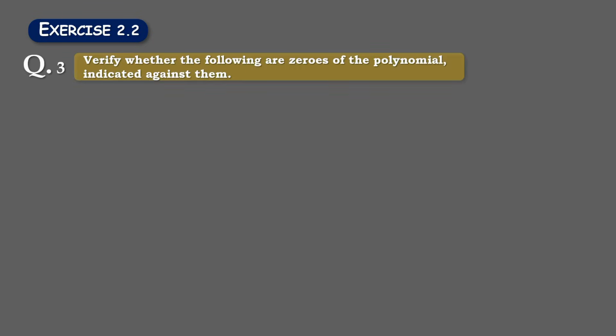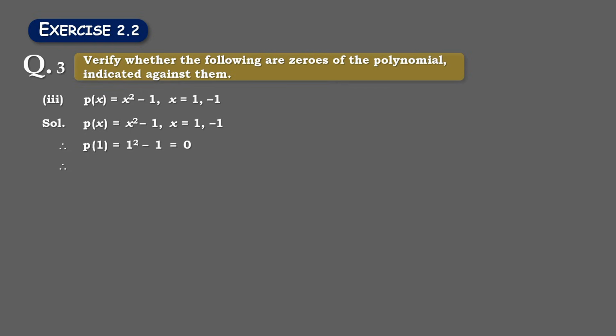Let us verify whether the given numbers are zeros of the polynomial. The given polynomial is p of x equals x square minus 1. The given values of x are 1 and minus 1. First, we substitute x equal to 1 in the polynomial. After substitution, the value becomes 1 minus 1, which is 0. So, 1 is a zero of the polynomial.